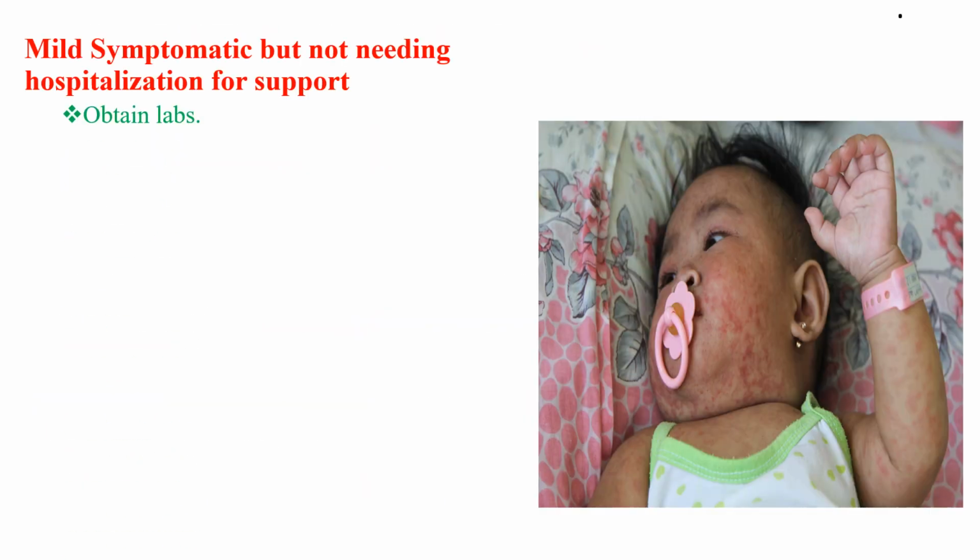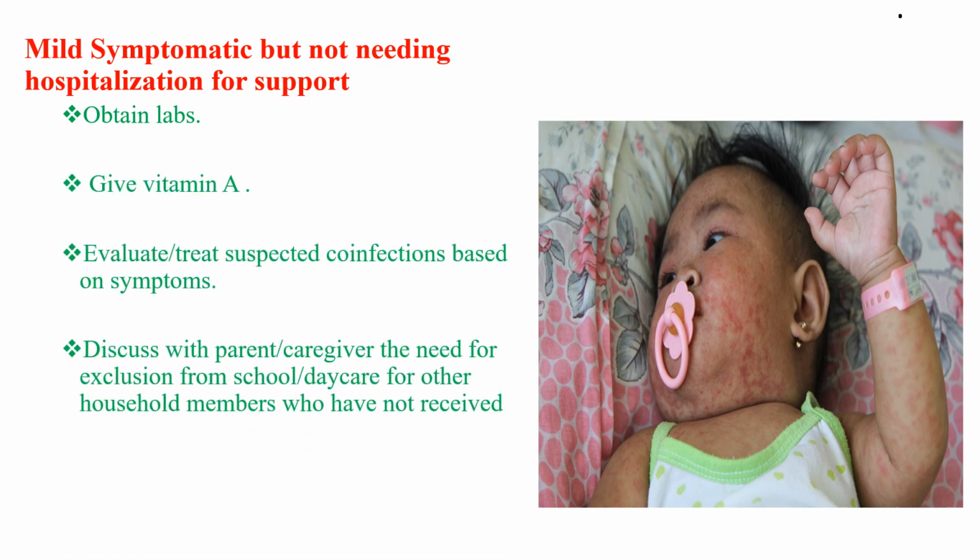Management is based on the severity of the illness. For a mild symptomatic case that doesn't need hospitalization for support, obtain basic labs such as CBC and CRP and investigations to rule out other possible infectious disease that explains the problem. Give vitamin A, evaluate and treat suspected co-infection based on symptoms, and discuss with the parent and caregiver the need for exclusion from school or daycare for other household members who have not received the vaccine.